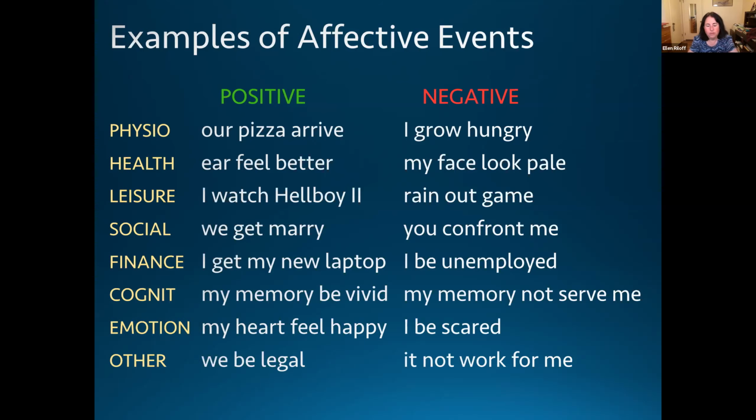Just two examples. In one of the positive events we saw, we are legal, which our annotators thought was a positive event. It's really a state. I'm not sure how to quite categorize that. A lot of the others on the negative side were just really vague. So, it not work for me. Something happened that you're not happy about, but it's just too vague to know what happened, right? So you can tell the sentiment, but you can't really characterize the event.